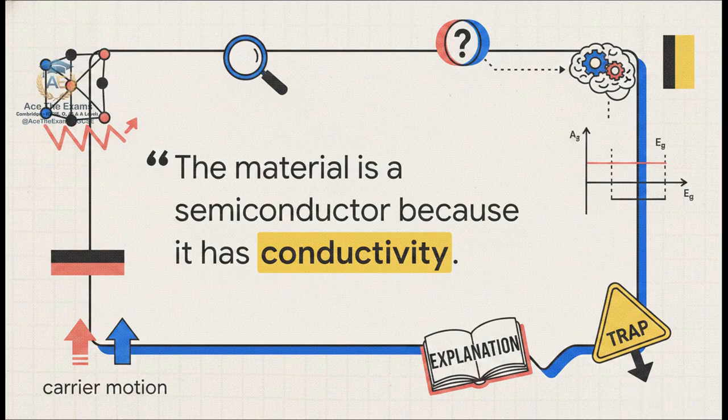I want you to literally pause and predict the error. Why does this answer score 0 marks? Got it? It's because the student is confusing a basic label with an actual explanation. Just stating that a material has a property without linking it to the atomic arrangement, the bonding, or the carrier motion is a classic trap.